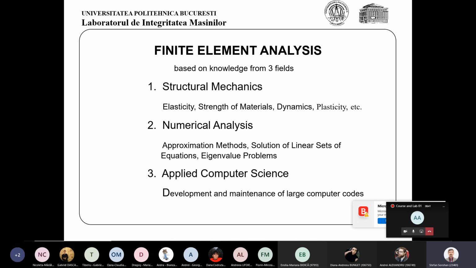So, if you want to build, let's say, a finite element code, you must have knowledge from 3 different fields. The first one is structural mechanics. That means strength of materials. I don't know exactly if you have a course on theory of elasticity. There is more, or is no, you know, something about that theory of elasticity.